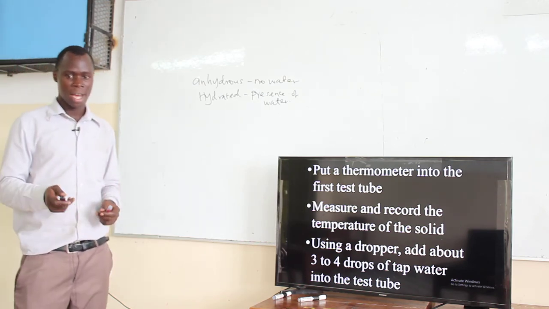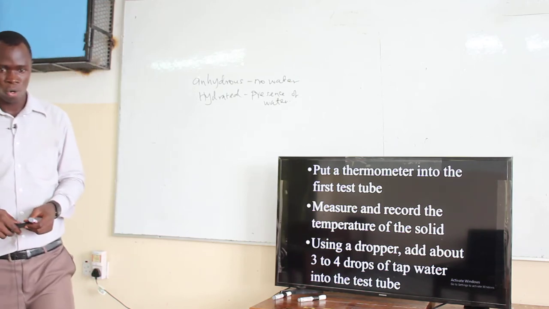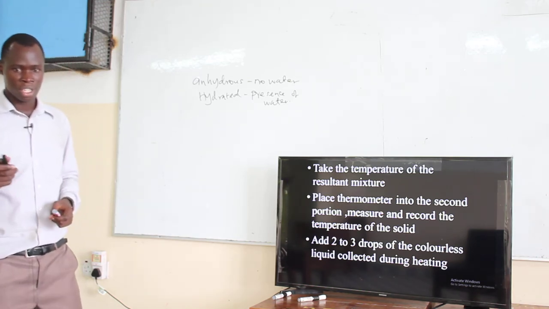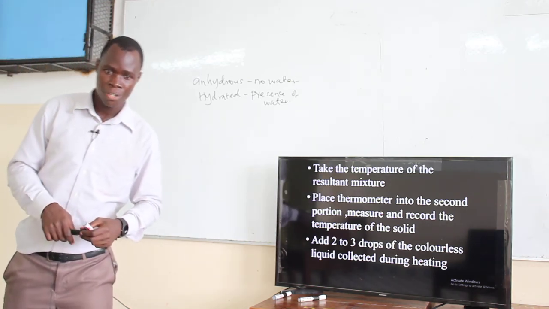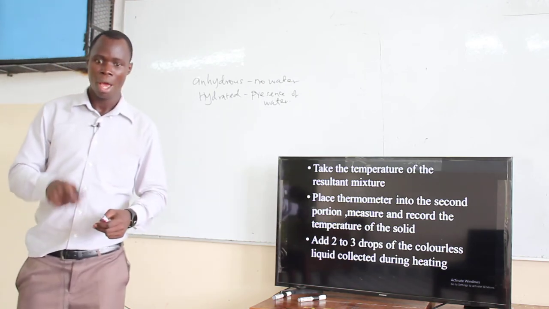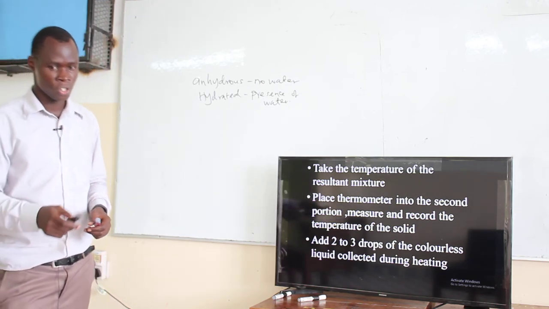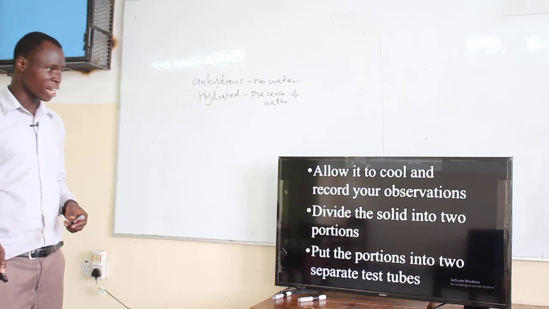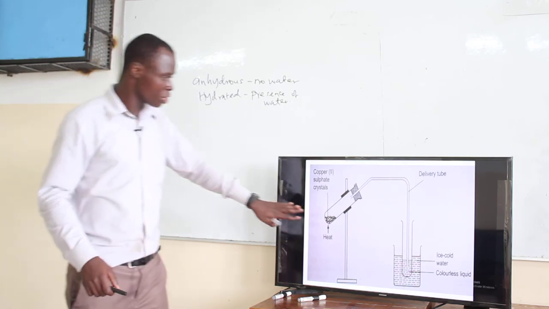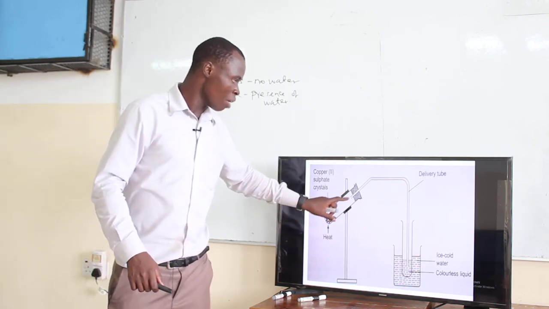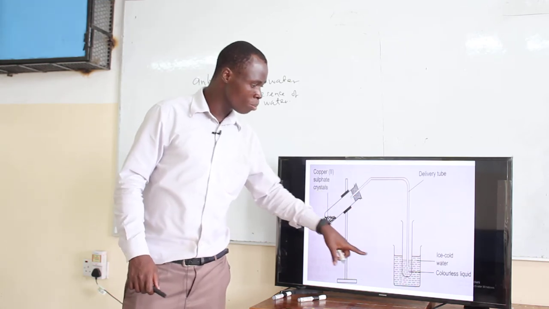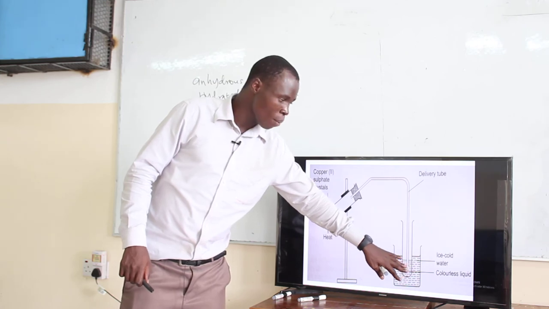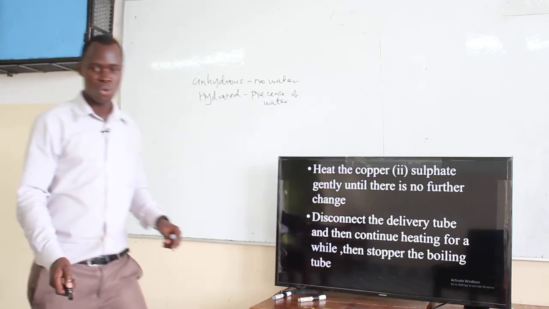Using a dropper, add about 3 to 4 drops of tap water into the test tube. Now take the temperature of this resultant mixture. Put the thermometer in the second portion. Measure and record the temperature of the solid. Add 2 to 3 drops of the colorless liquid. When you heat, the vapor is going to go through this delivery tube and collect here as a colorless liquid. So this is the colorless liquid we're talking about.